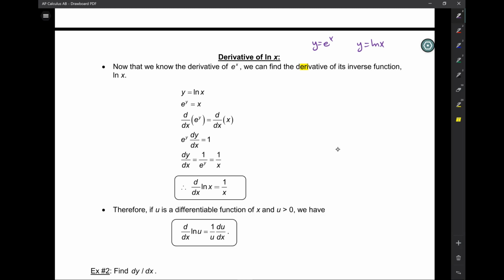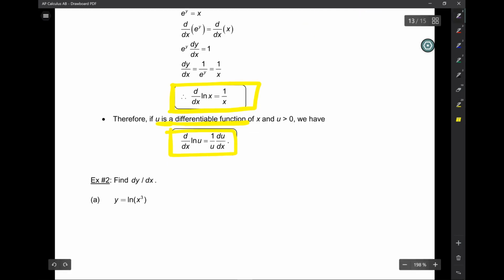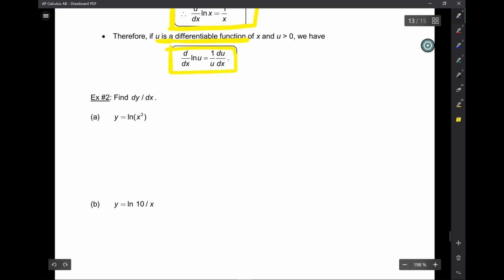Basically, if you go down to the box, d dx, the derivative of ln of x is 1 over x. I know it's like straight out of left field, but it's similar, just like inverse sine derivatives. It is what it is, okay? So the derivative of ln of x is 1 over x. And then if u is a differentiable function, then it's 1 over u du dx, meaning you have to apply the chain rule where appropriate, okay?